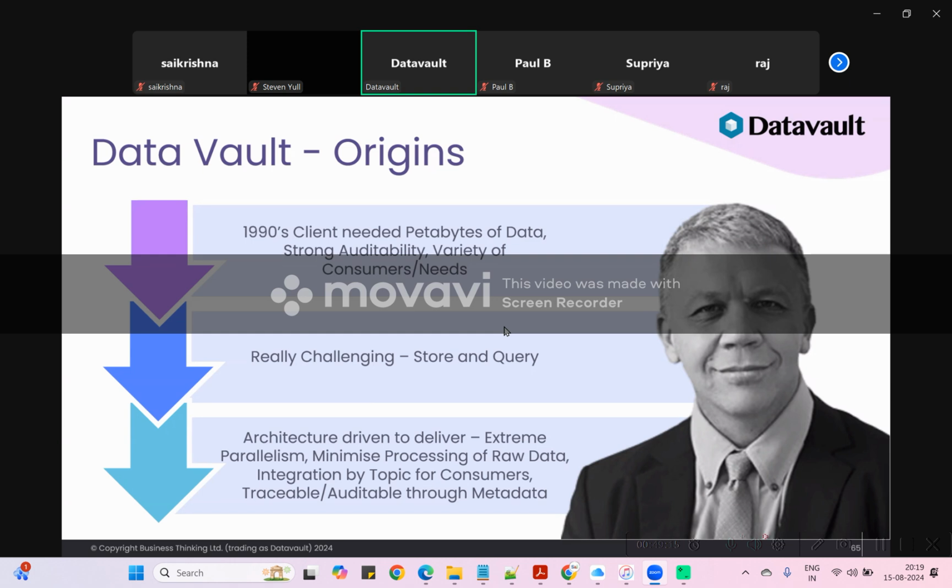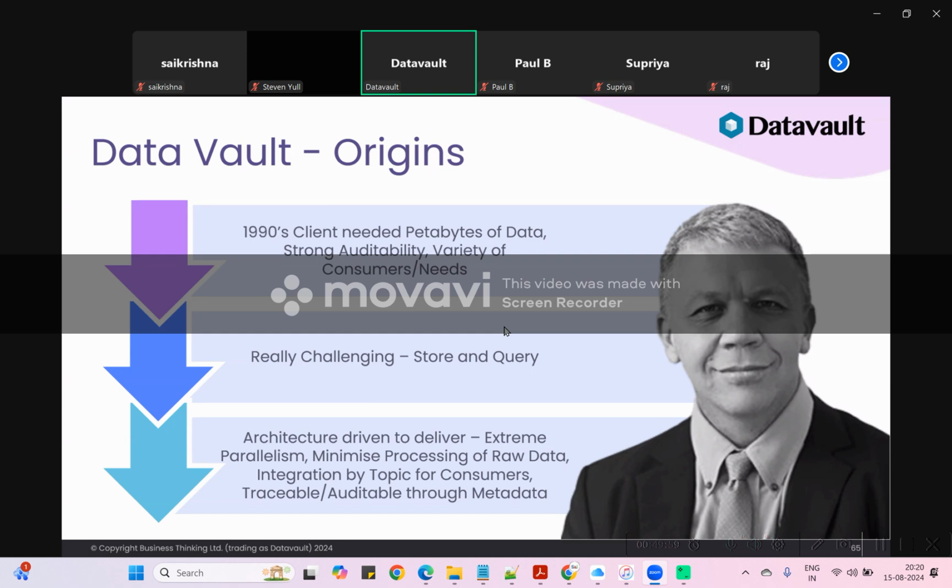Okay, so let's wind forward 30 years. We've been through big data, we've been through cloud big data, and now native cloud databases. People are processing larger volumes of data, especially, as you know, with the Gen AI applications that are coming through. The demand for data is growing and growing, and if you've got a large data set that's rich and mirrors your business, then you need what's here: parallel load, minimizing processing of raw data, integration by topic, traceability, and so on.